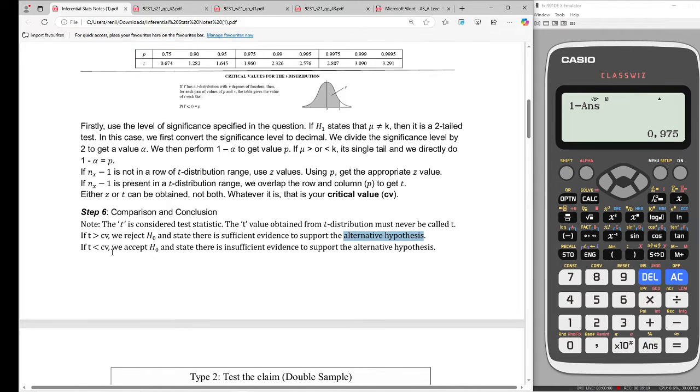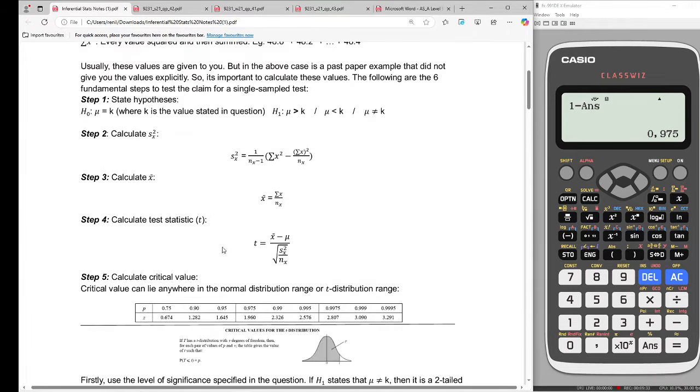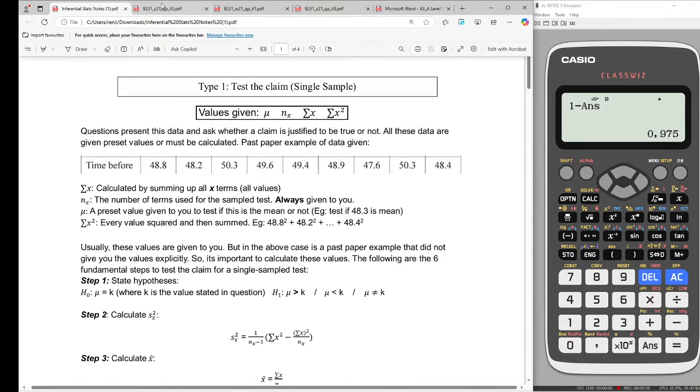It's just like that. And if t is lesser than the critical value, we accept H null and state that there is insufficient evidence to support the alternative hypothesis. Once again, we just insert whatever our alternative hypothesis was stating. So let's tackle a question based off this.